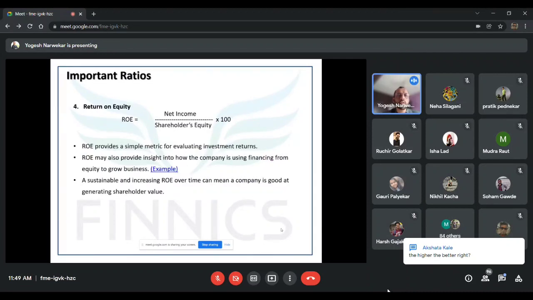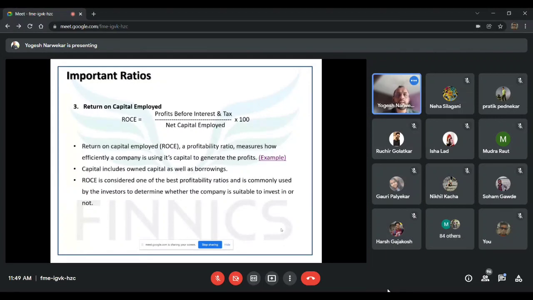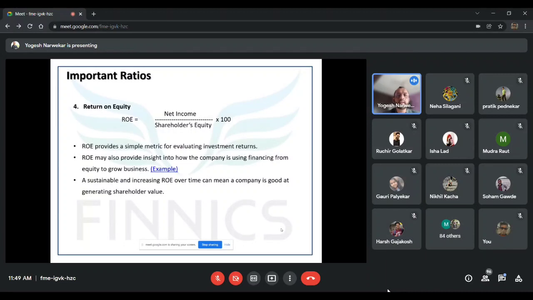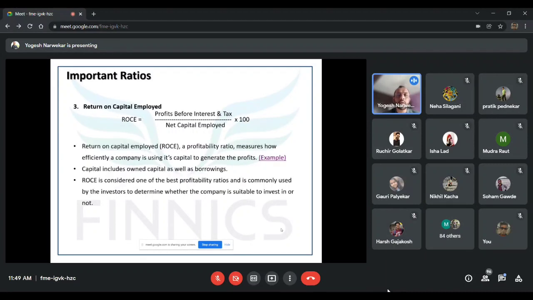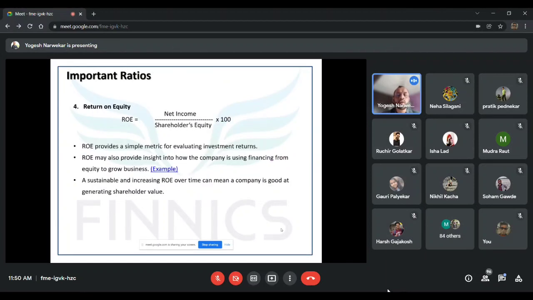Then we come to return on equity. There is a slight difference between return on capital employed and return on equity. So what is return on equity? In return on capital employed, it is profit before interest and tax, whereas in return on equity, it is net profit. And what is the denominator? The denominator also changes. In return on capital employed, it is net capital employed, which includes the capital as well as debt investments. So if they are raising debt, that also forms a part of net capital employed. Whereas in the case of return on equity, it is only shareholders' equity.